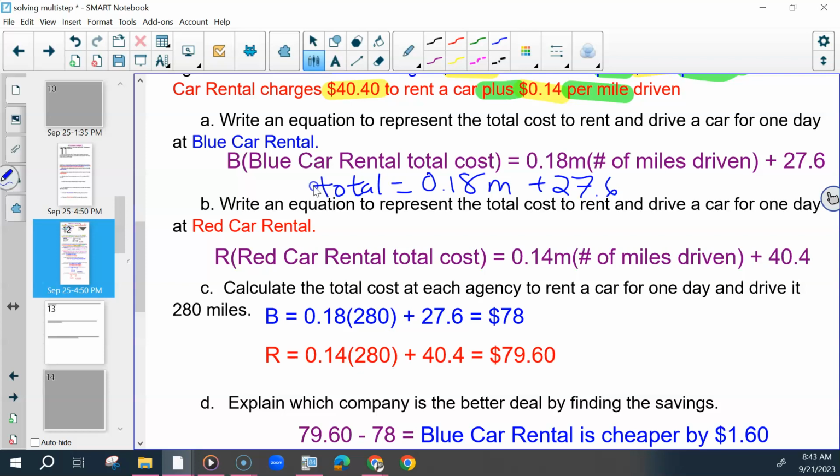If you put the total on this side, that's fine. If you switch those, that's also fine. B is going to look the same, except with the different numbers. C, you needed to calculate the total cost. So you were looking for what it equals by putting 280 into both.